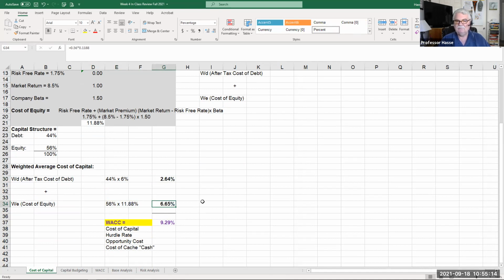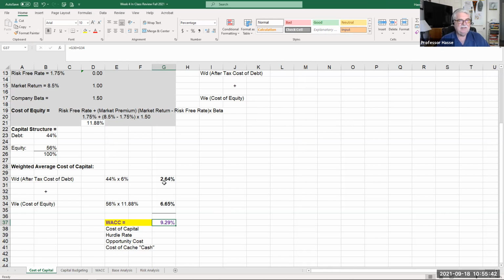Thus, the weighted average cost of capital is adding the two together. This company right now, today, is taking 9.29% as its cost of money. And that's called a lot of different names: WACC, cost of capital, hurdle rate, opportunity cost, the cost of cash. All different ways of explaining what that 9.29% represents.